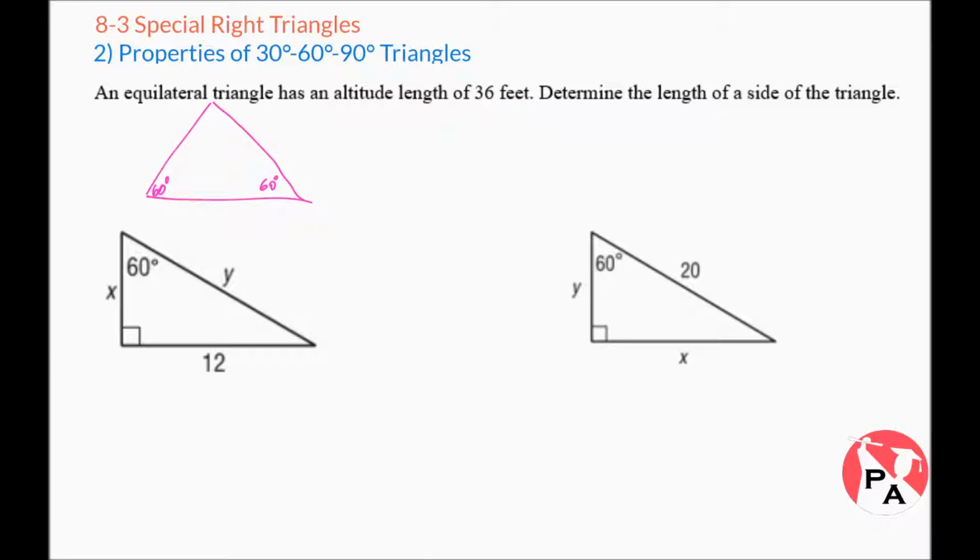So the altitude of this triangle is the height of the triangle, which is a straight segment from the top of the triangle to the bottom. So its length is given, 36 feet. The angle at the top is divided into 2 equal pieces now, 30 degrees and 30 degrees. Determine the length of a side of the triangle. So we are going to figure out one of these lengths.